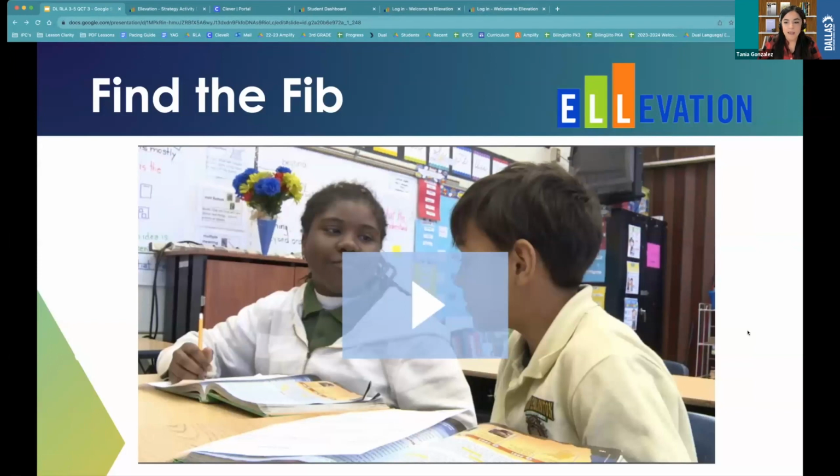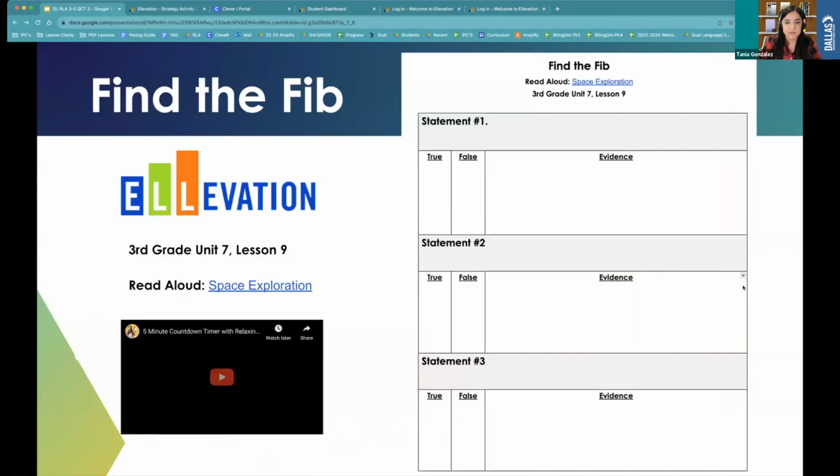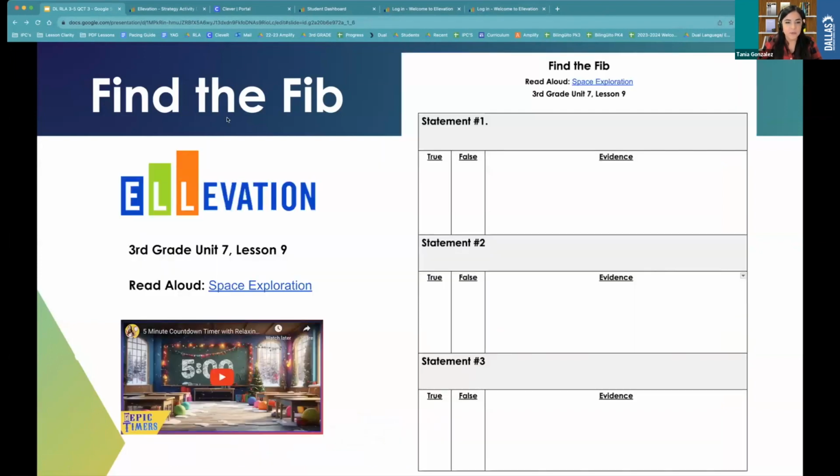Okay, so actually for this activity, we're gonna find the fib, but we are going to find 2 lies instead of one. I included 2 lies just because I had messed up a little, but we're gonna find 2 lies and 1 truth. So we're gonna do it. I'm gonna set a timer for 5 minutes.